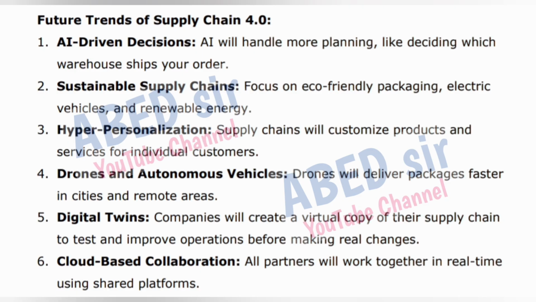4. Drones and autonomous vehicles. Drones will deliver packages faster in cities and remote areas. 5. Digital twins. Companies will create a virtual copy of their supply chain to test and improve operations before making real changes. 6. Cloud-based collaboration. All partners will work together in real time using shared platforms.